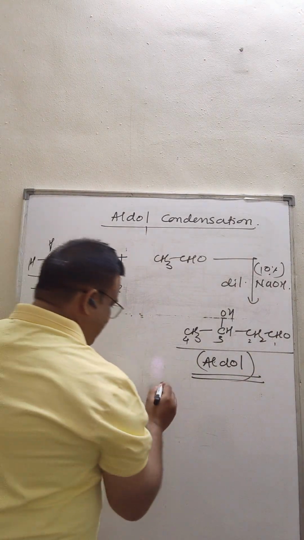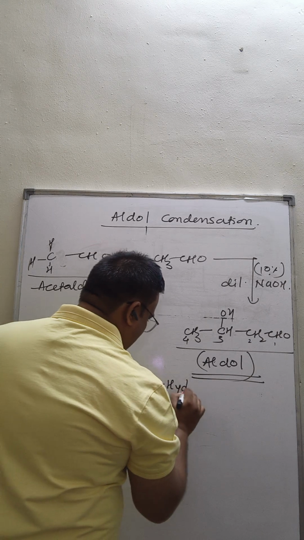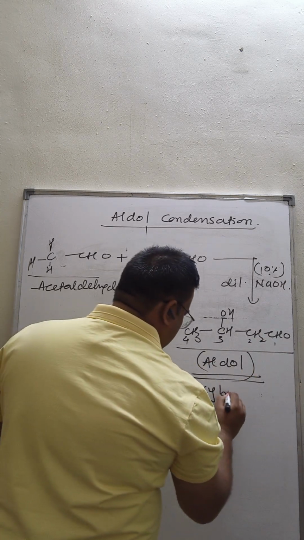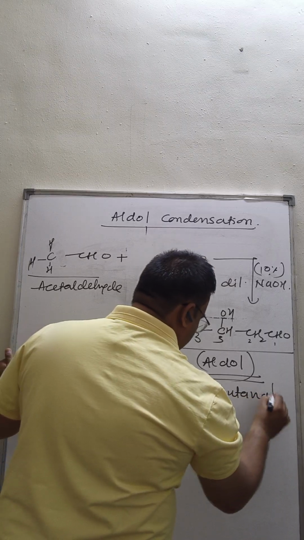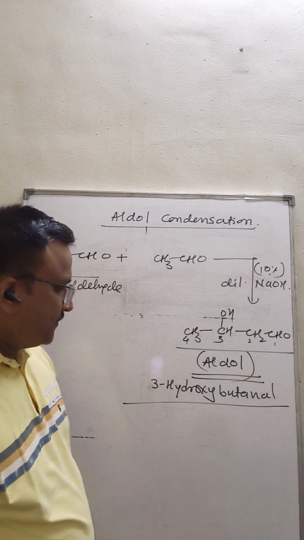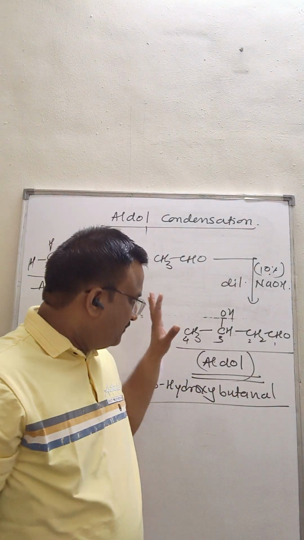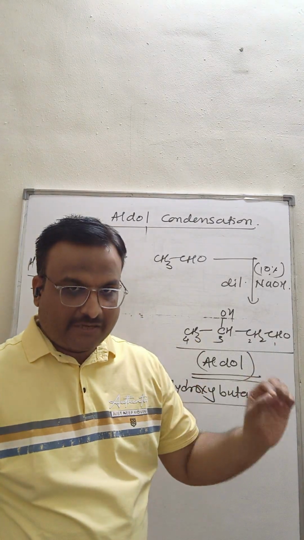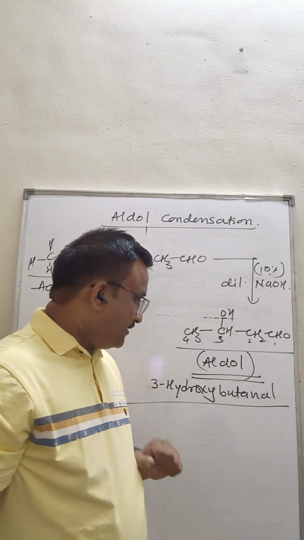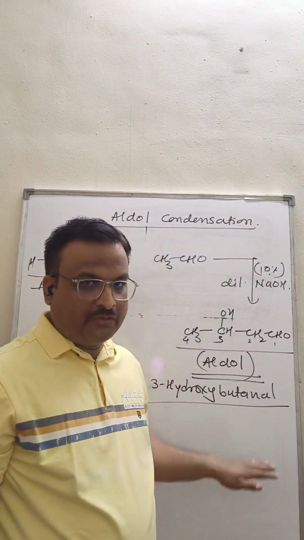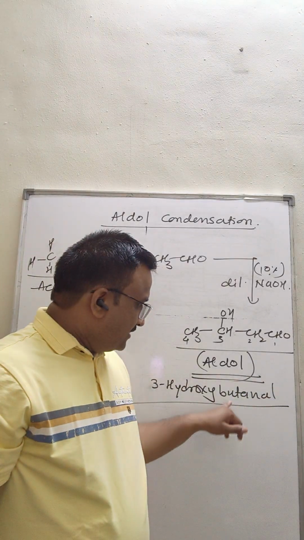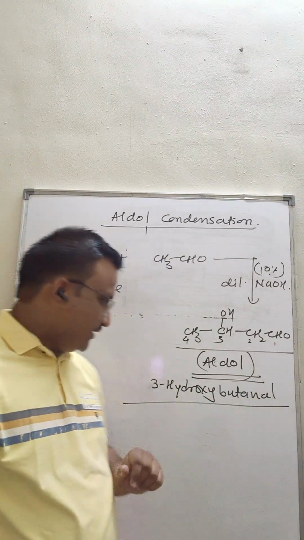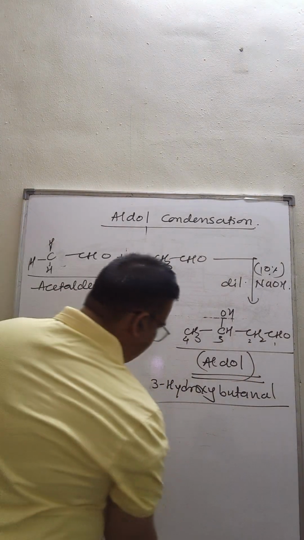So the name is 3-hydroxy, as it contains 4 carbon atoms, so butanol. And as you know, the molecule in which the aldehyde group has the priority order is named as alkanal. That means the suffix al is used.